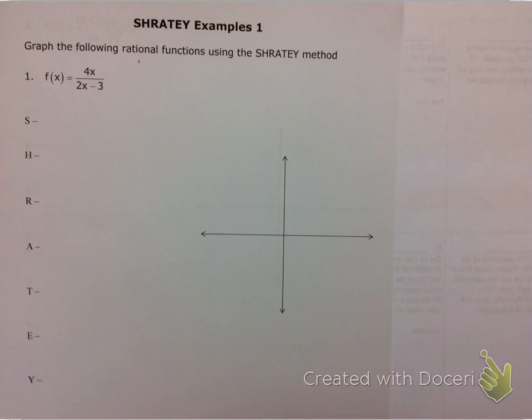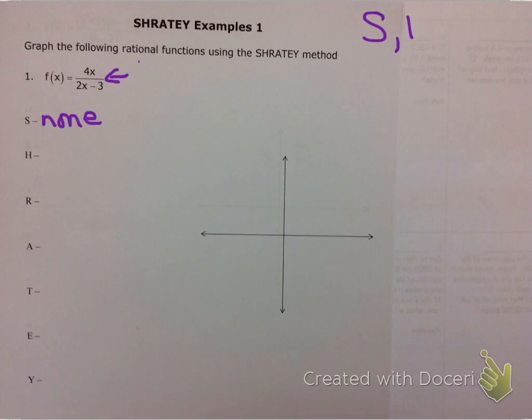Okay, so the first step of SHRATEY, your reference handout should tell you, says to simplify the equation. What that means is you're going to factor and reduce whenever you can. So on example 1 right here, what you would put is none, or you would simply just rewrite the original equation, because this equation right here doesn't factor and reduce.